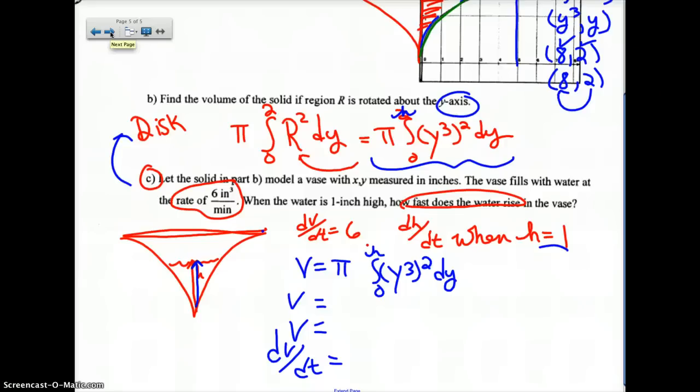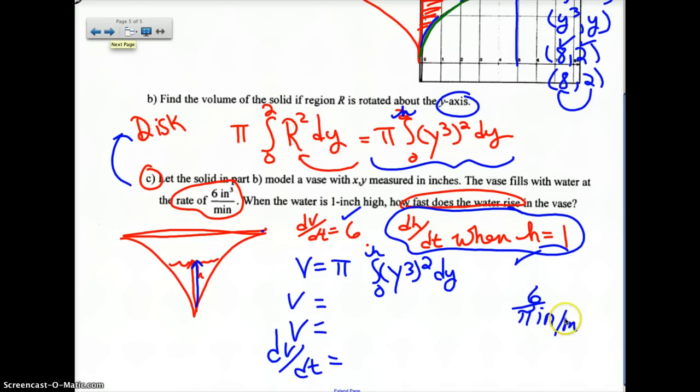All right, so I'm not going to finish that one off, but this is a good start. Keep in mind, get it down to a formula involving dh/dt and h, and plug in a 1 for h and plug in a 6 for your change in volume. If you do that correctly, I'm going to let you show the work, you should get the answer 6 over pi. Related rates always require a label, so that'd be inches per minute.